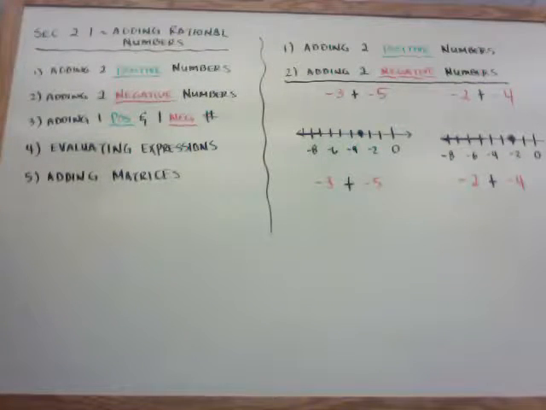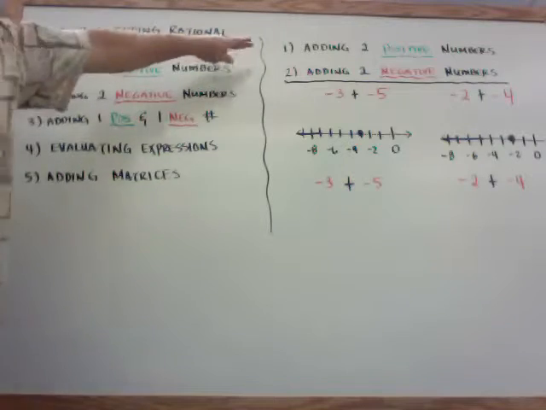Hi guys, this is section 2.1, which is adding rational numbers. There's going to be 5 sections. Number 1 is adding 2 positive numbers, which I'm going to skip to save time. Adding 2 negative numbers. The third one is going to be adding 1 positive and 1 negative number. The fourth one is evaluating expressions. And the fifth one is adding matrices.